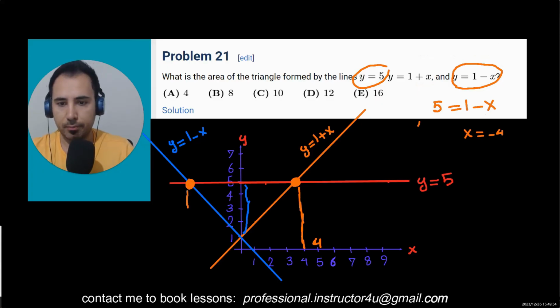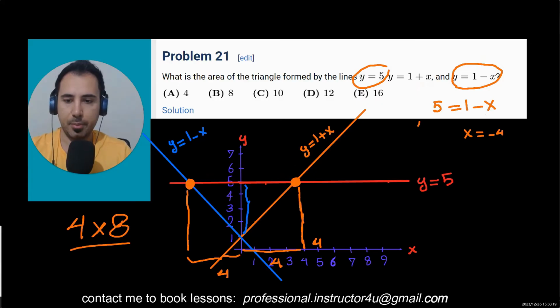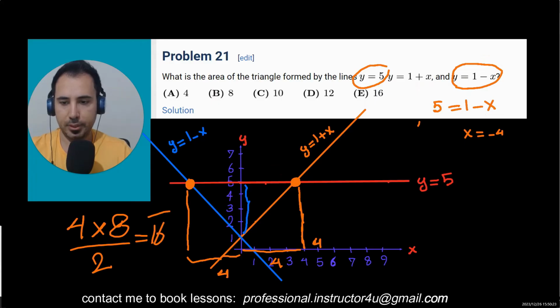So there you go. From here to here is again another 4. So to here is again 4. So the base of the triangle is 8, and we already have the height, which is 4. So the area will be: the height is 4, the base, the red one, 8, divided by 2 will be 16. So 16 is the answer, right?